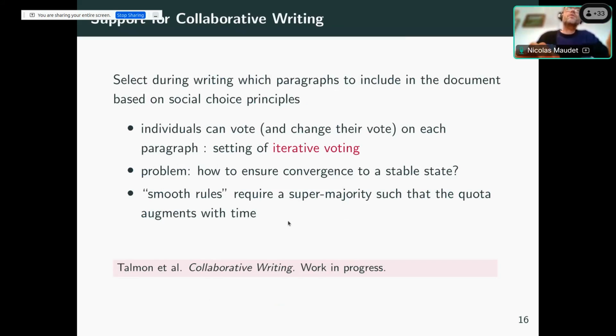So they introduced these smooth rules, which are basically a quota rule where the quota will change over time, meaning that at the beginning you can change the decision quite easily, and as time goes by it becomes much more difficult. So the quota becomes higher, and it's more likely that you can reach stability that way. I found this quite interesting as a way to vote, and it's an example where the voting rule is dynamic in that sense.